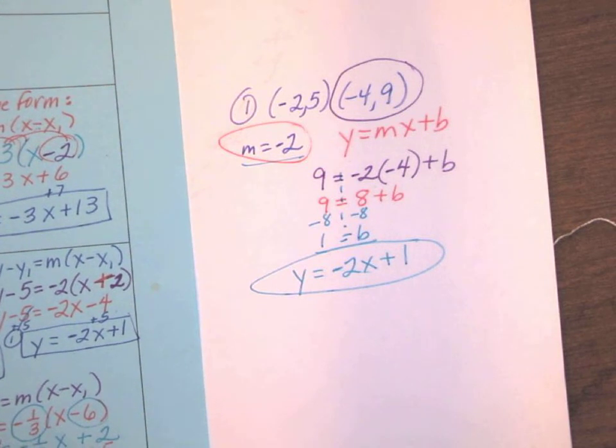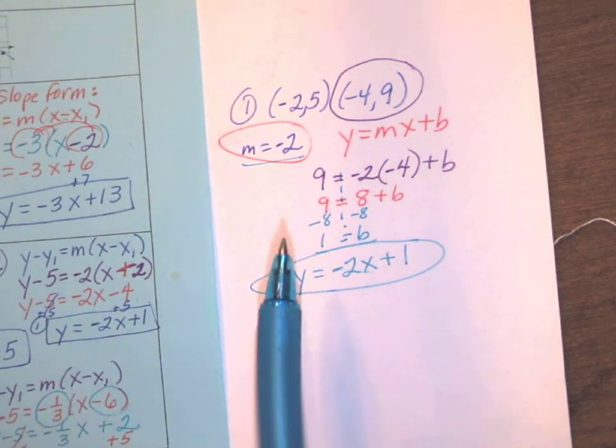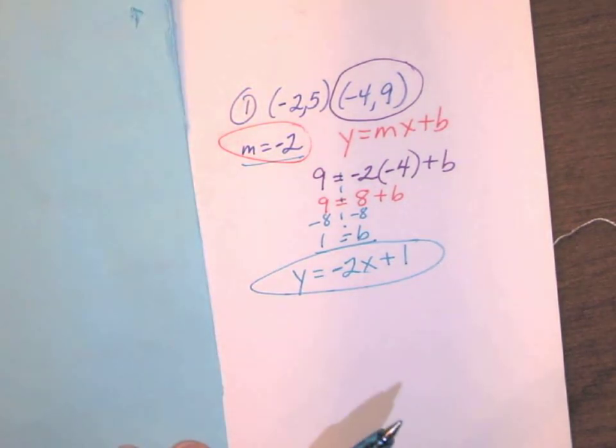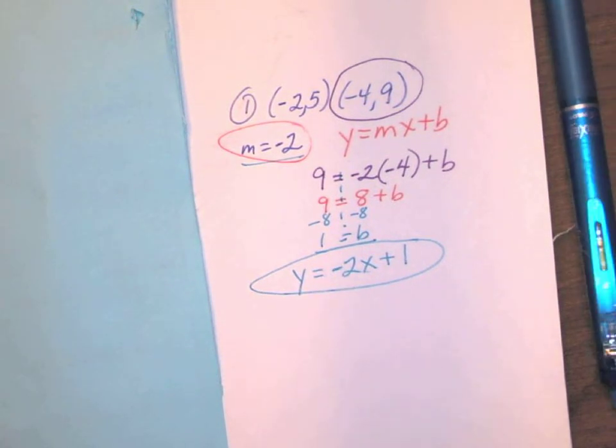So, I can either use point-slope form or I can plug it into y equals mx plus b. And when I Zoom with you today, I will show you some more examples of this if anybody wants to see more.